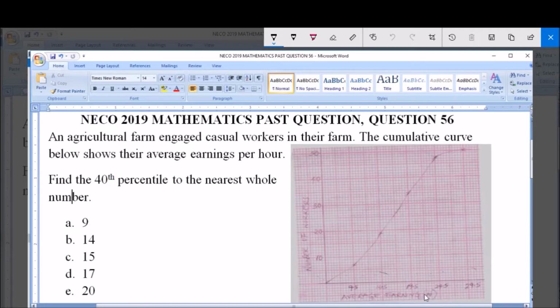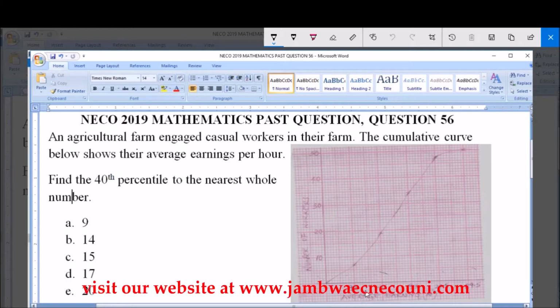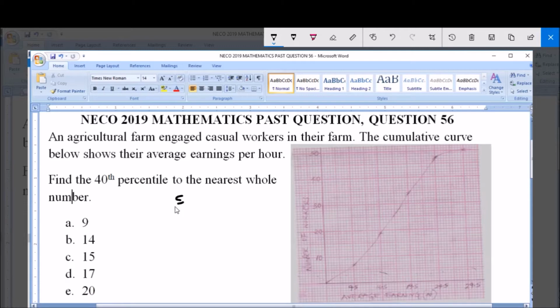Now each of these boxes on the y-axis is equal to 1. That is, each box has a value of 1, and each box on the x-axis can be derived by saying, since here is 9.5 and here is 14.5, 14.5 minus 9.5 will give us 5. And since there are 10 boxes between 9.5 and 14.5, 5 over 10 will be equal to 0.5. So each of these smaller boxes represents 0.5 on the x-axis.